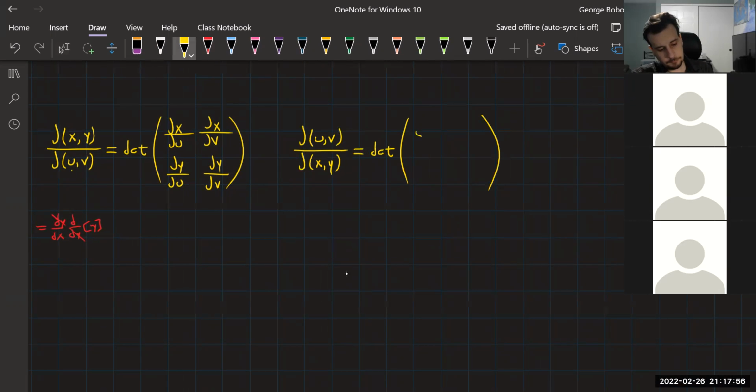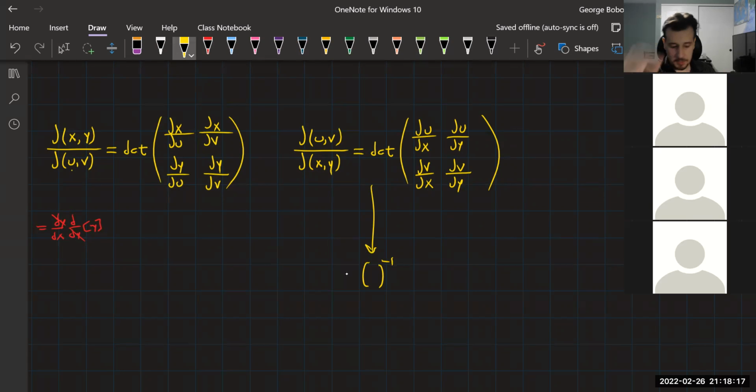It'd be the partial derivative of u over x, and then partial derivative of u over y, and then partial derivative of v over x, and then partial derivative of v over y. Beautiful. So it doesn't matter if you want to find this and then invert it, like do the result to the -1 power. It's the same, right?